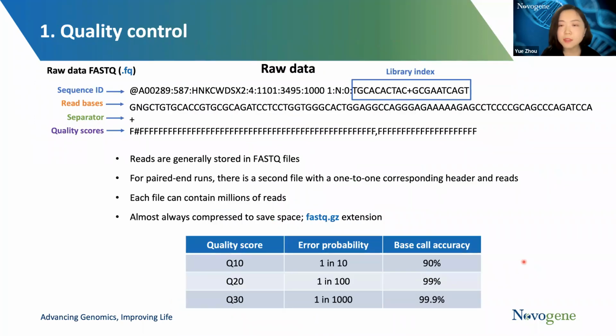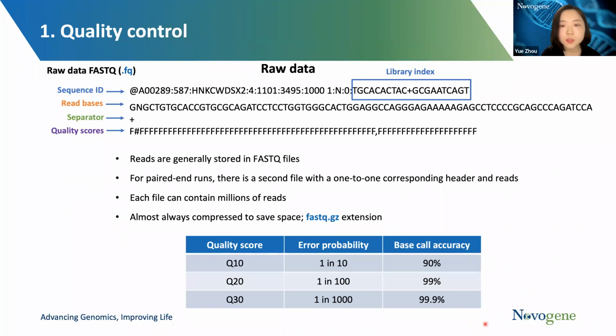First things first, what does the raw data look like? As you can see, each read contains 4 rows. The first row contains the sequence ID and also the library index. The second row is the read bases, then a separator, and the fourth row will be the quality scores. The reads are generally stored in FASTQ files, and for paired-end reads, there's a second file with a one-to-one corresponding header and reads. Each file can contain millions of reads, and they are almost always compressed to save space, so it will have the fastq.gz extension.